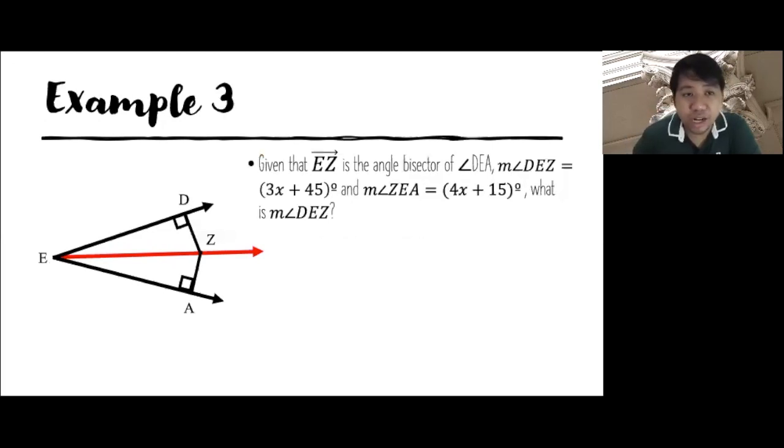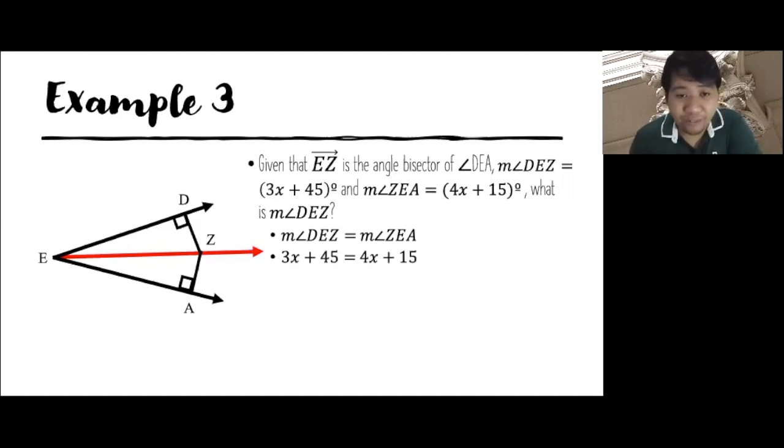Let's proceed to the third and last example. Given that ray EZ is the angle bisector of angle DEA, the measure of angle DEZ is equal to 3x plus 45 degrees, and the measure of angle ZEA is equal to 4x plus 15 degrees. What is the measure of angle DEZ? So ngayon po, alam natin na equal ang measure ni angle DEZ at ang measure ni angle ZEA. Kaya, isubstitute na lang natin yung mga values. So, 3x plus 45 is equal to 4x plus 15. Yan po ay galing sa given. Ngayon, hanapin na natin yung value ni x.